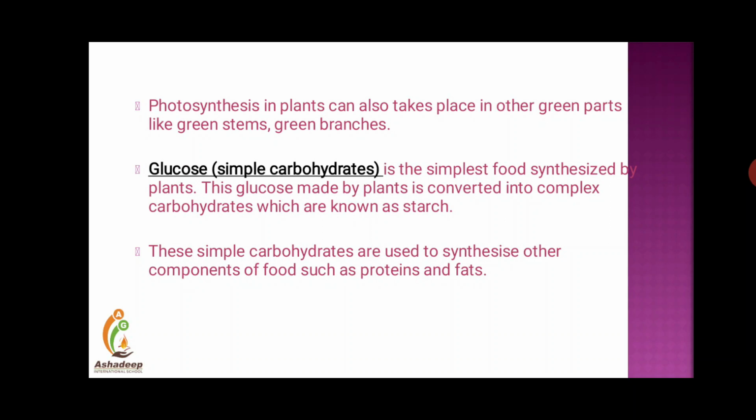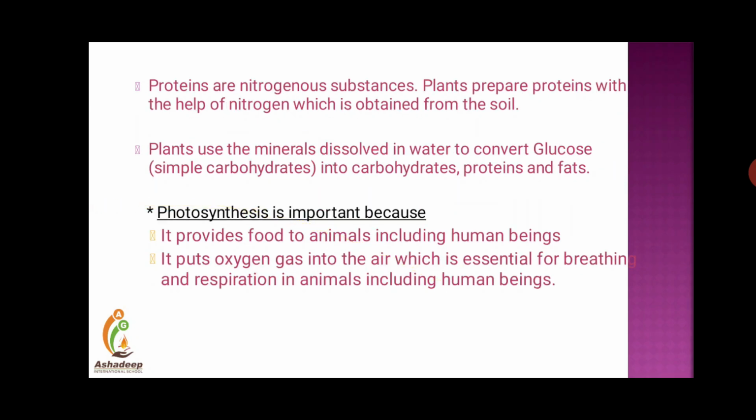The simple carbohydrates are used to synthesize other components of food such as protein and fat. Carbohydrate is made up of three simple substances: carbon, hydrogen and oxygen. Proteins are nitrogenous compounds. Plants prepare protein with the help of nitrogen, which is obtained from the soil.